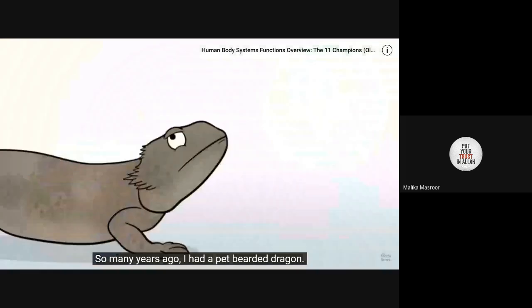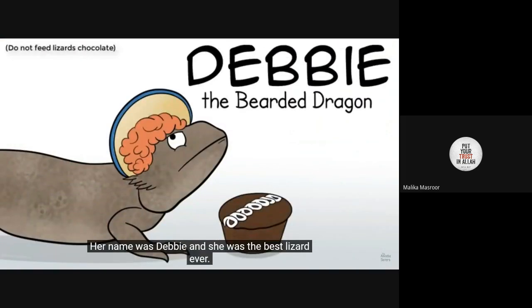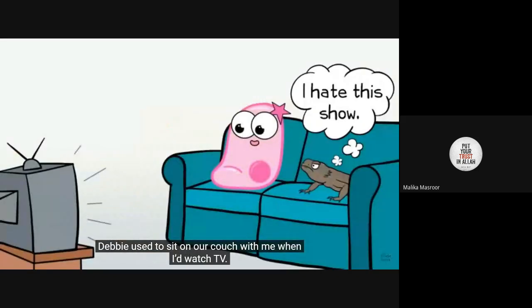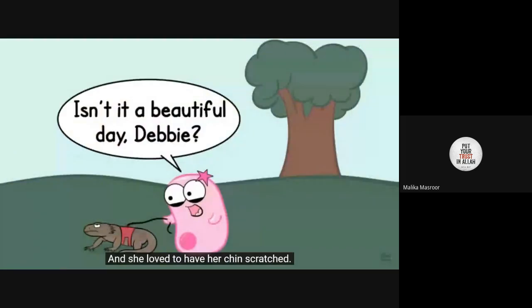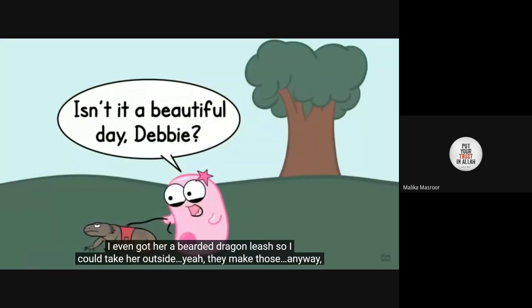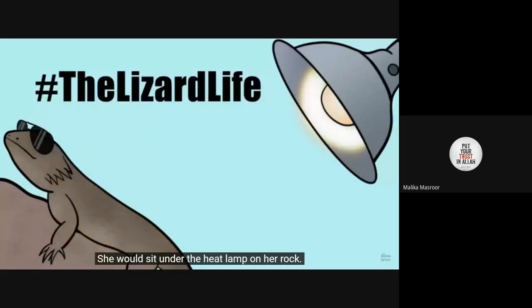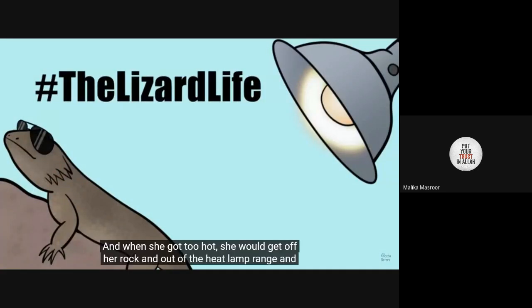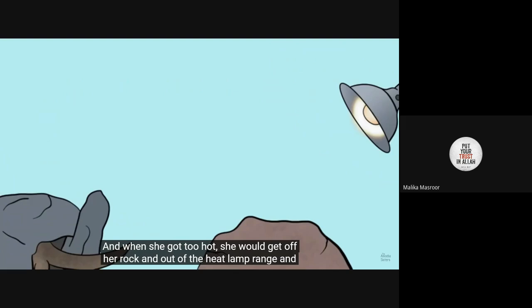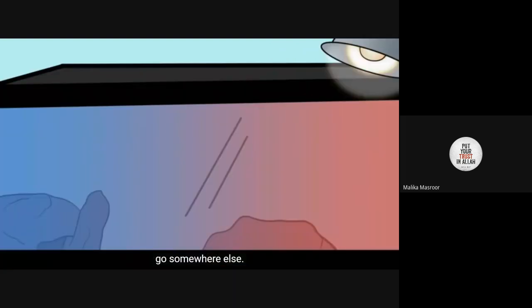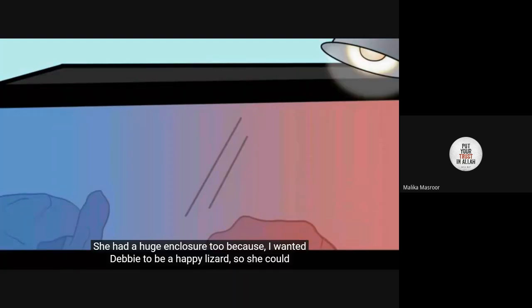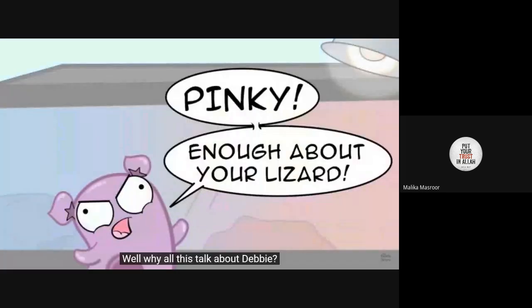So many years ago, I had a pet bearded dragon. Her name was Debbie, and she was the best lizard ever. Debbie used to sit on our couch with me when I'd watch TV, and she loved to have her chin scratched. I even got her a bearded dragon leash so I could take her outside. Yeah, they make those. Anyway, Debbie loved her heat lamp. She would sit under the heat lamp on her rock, and when she got too hot, she would get off her rock and out of the heat lamp range and go somewhere else. She had a huge enclosure too because I wanted Debbie to be a happy lizard so she could find an ideal temperature.